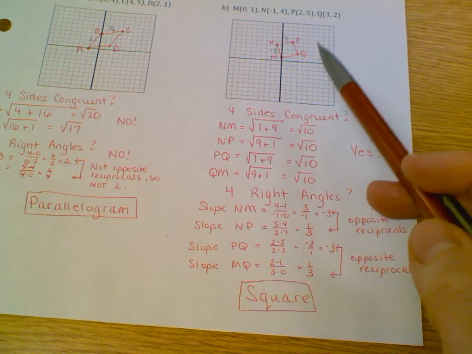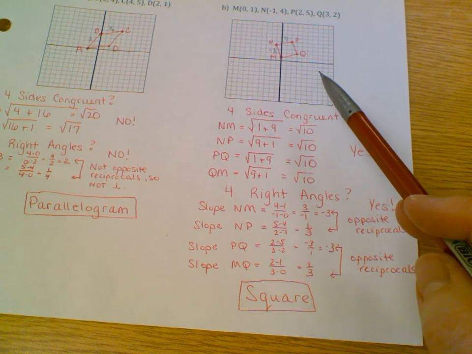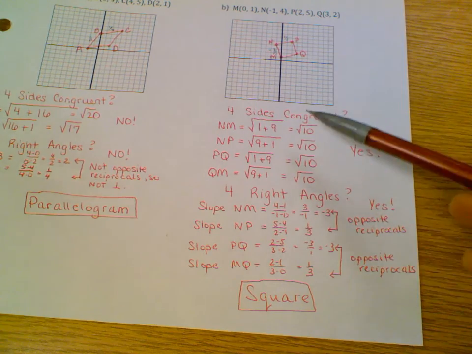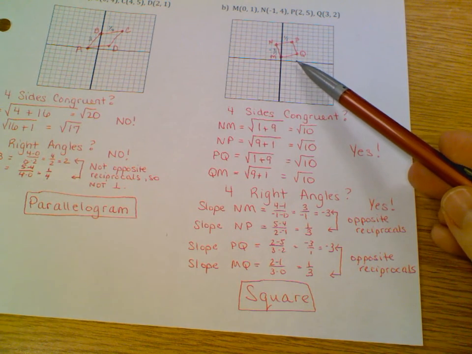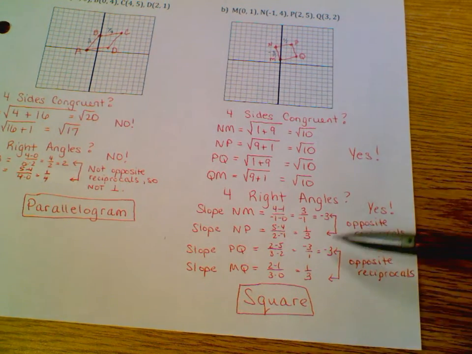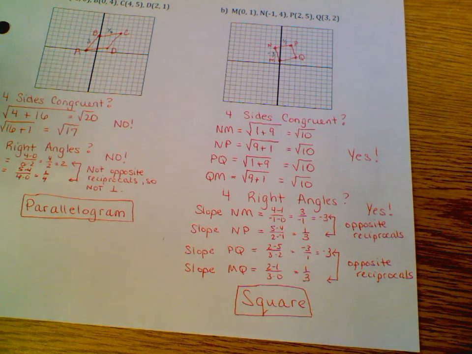So notice again, you can go off of what the picture looks like, but you need to make sure you can justify it. So yes, it looked either like a rhombus or a square, but I had to determine that by showing my slopes to see if they were perpendicular.